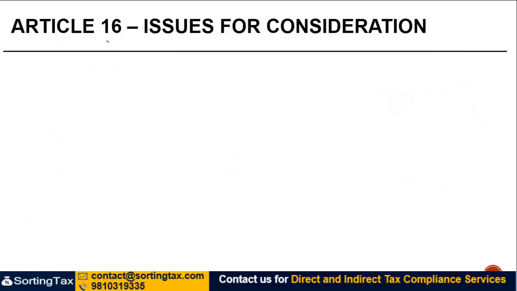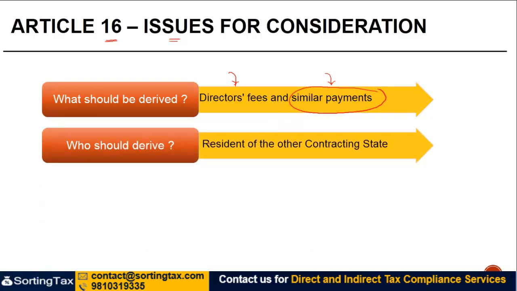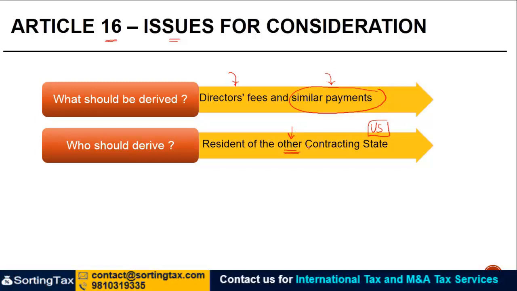So what are the issues which arise in connection with Article 16? The first one is, what should be derived? It is directors' fees and other similar payments. We'll just come to what does amount to other similar payments. Who should derive it? It should be a resident of the other contracting state, which is US. Now, when I say other contracting state, I'm referring to it from an Indian point of view, right? If you look at the reverse, then it will be a resident of India.